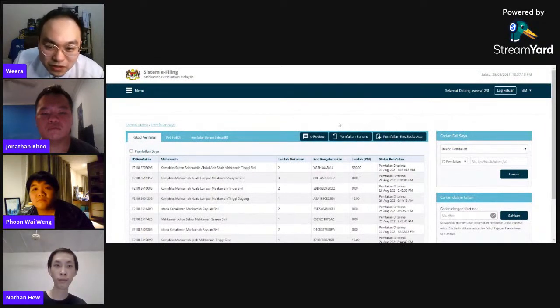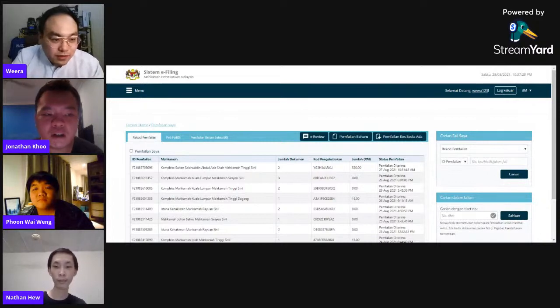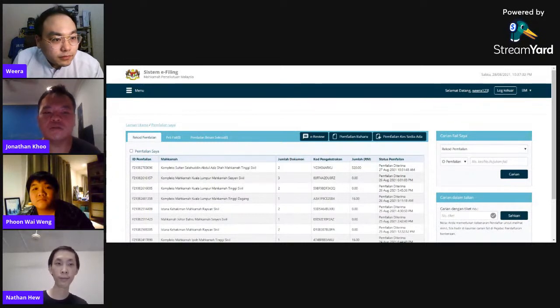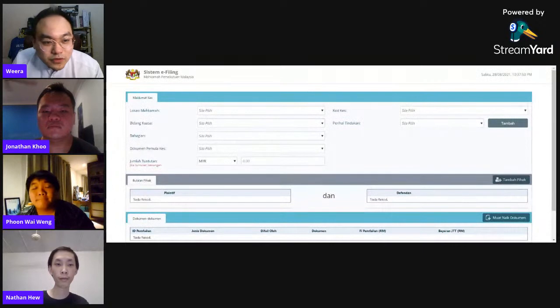Of course, when you file your new borangs, you will file it under Pemfilan Baharu. Click Pemfilan Baharu. This one is very simple. Lokasi mahkamah, here you will click Mahkamah Tinggi Kuala Lumpur. I think it's frozen. We haven't seen a change to the Pemfilan Baharu page. Oh, I see. I'm sorry. Give me a second. Okay, can you see it now?